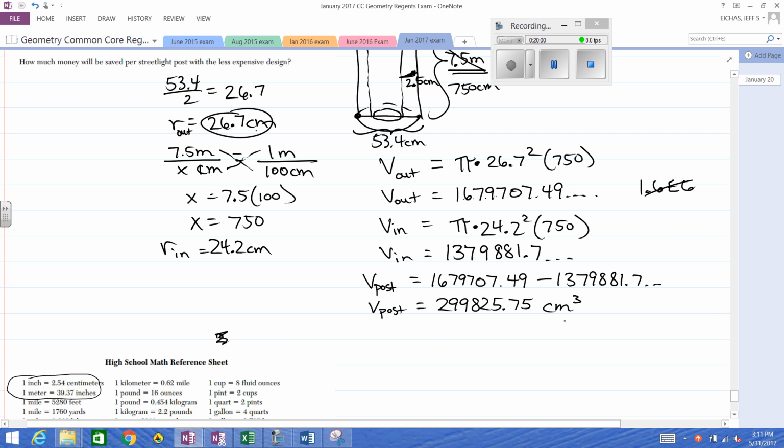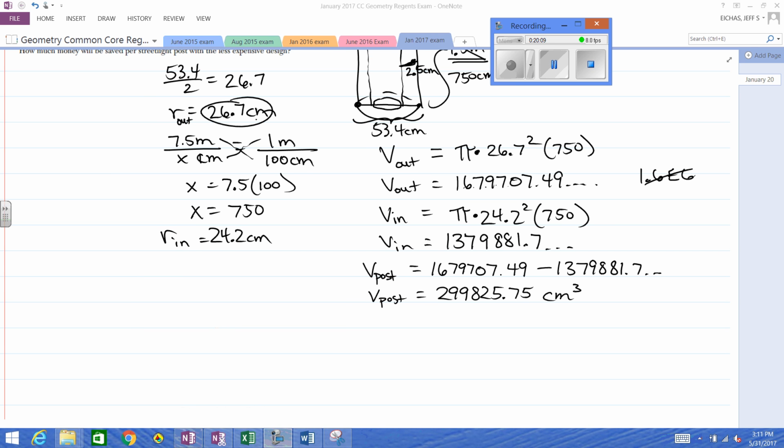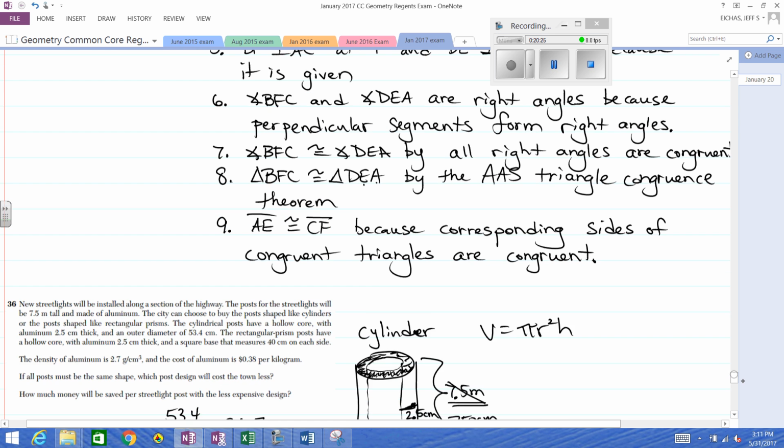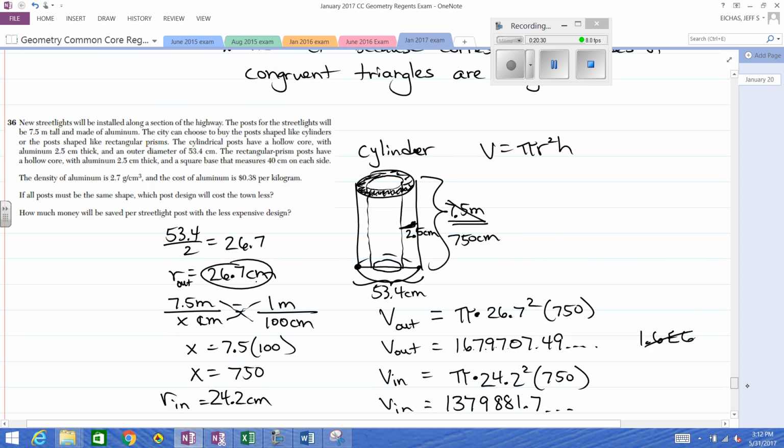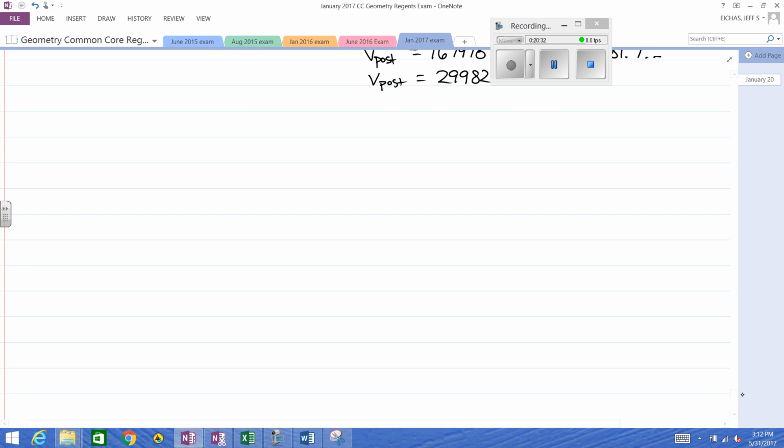Some of you may get a different number because you changed to meters, okay? So you get a significantly different number. That's nothing wrong with what you did, it's just we did it differently. Now, you could get the cost of that right now, or what I did personally was I went and found the volume of the other post, the material that makes up the post, and I am then going to subtract that and turn that into a cost. So it's really however you prefer to do it.